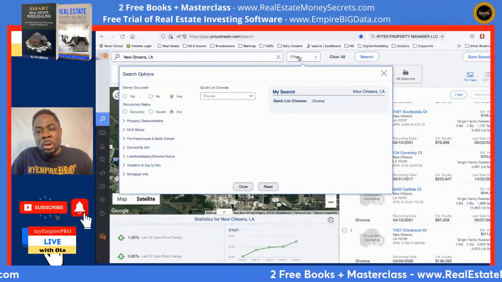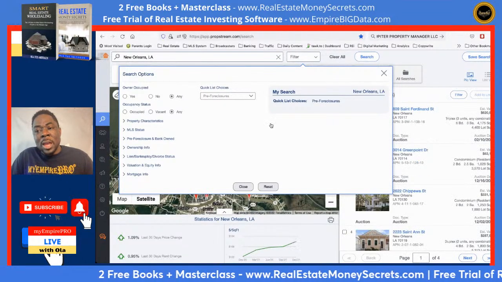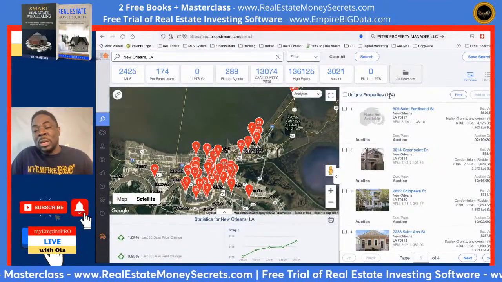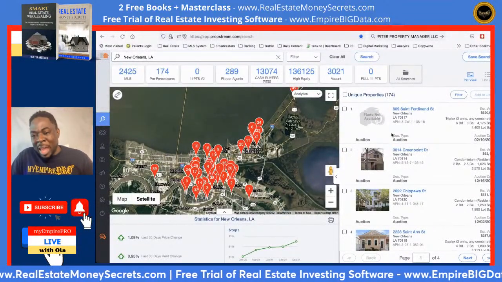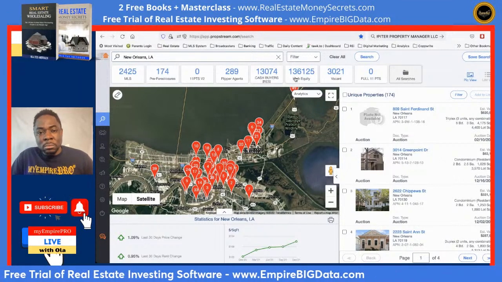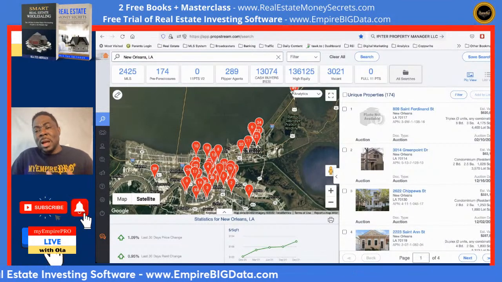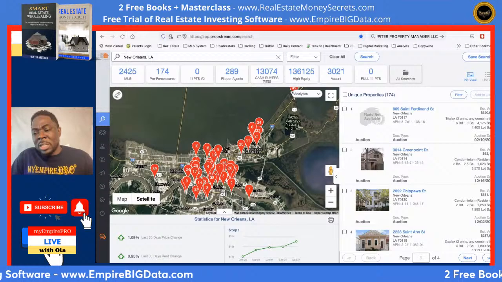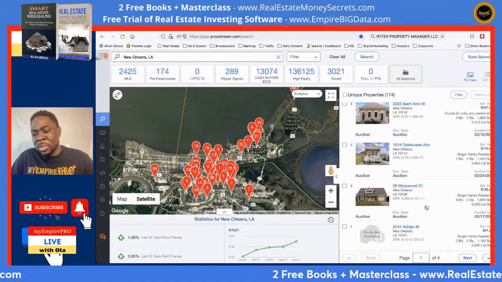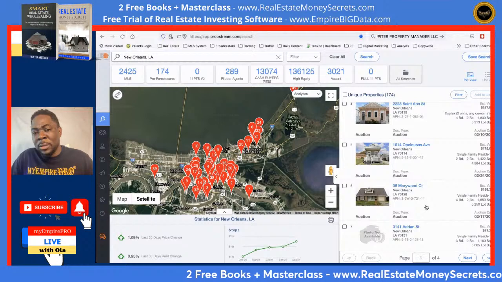Okay, so my favorite personally is pre-foreclosures, right? And pre-foreclosure has 174 on this list in New Orleans alone. I would chase these people down with everything. I would chase them down with postcards, phone calls, text messages, until one person calls me and says, "Yes, I'm interested in talking to you. I may want to sell this property," right?